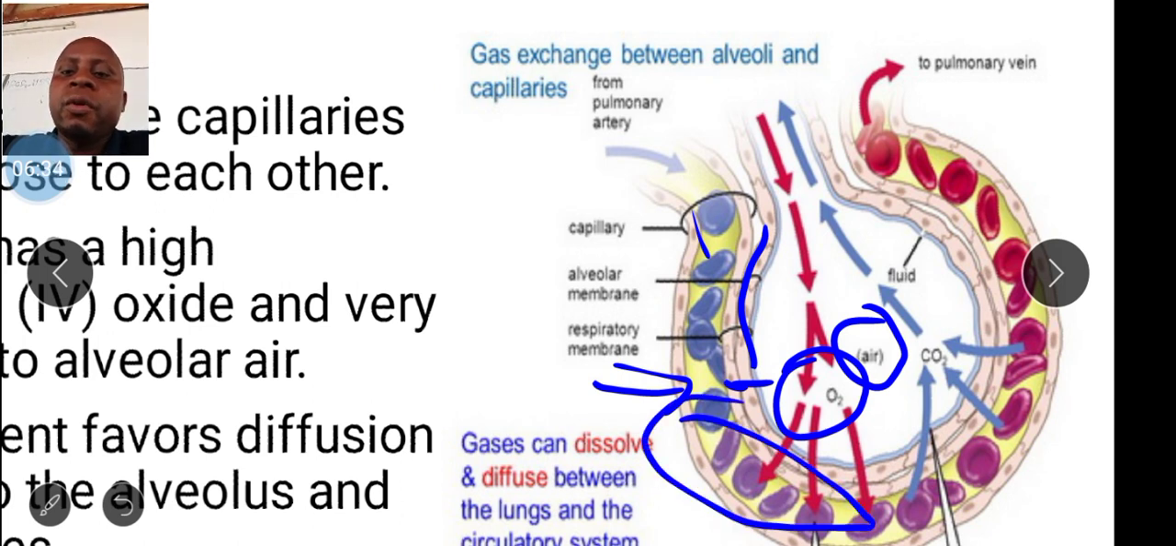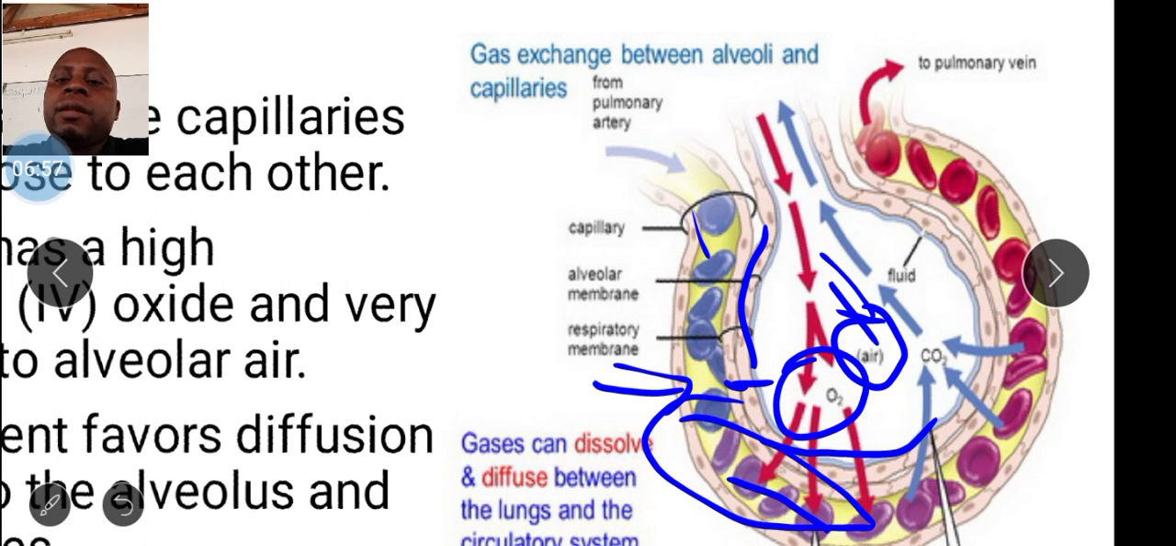Therefore, oxygen, because it is highly concentrated in the air in the lung, will dissolve in the moisture which lines the alveolus, and then diffuses into the blood capillaries, where it will combine with the hemoglobin of the red blood cells, and be transported.